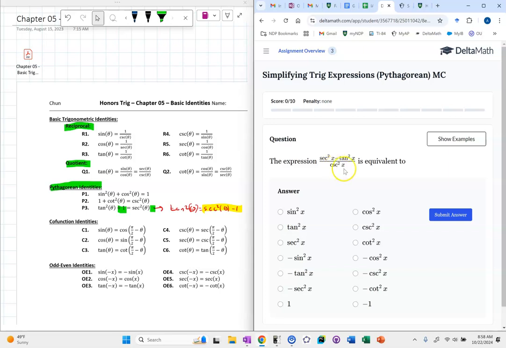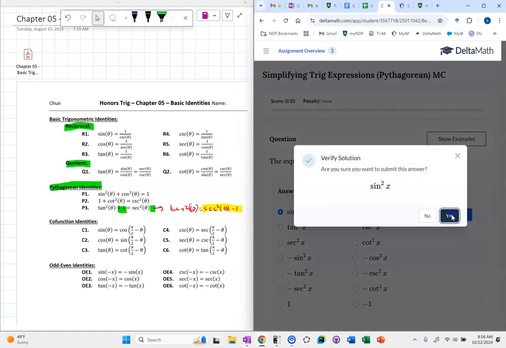Now I have 1 over something. When I have 1 over something, I'm going to go look at the reciprocals. And I see that 1 over cosecant is sine. But I have 1 over cosecant squared, so that's going to be sine squared. So I'm going to pick that and hit submit.